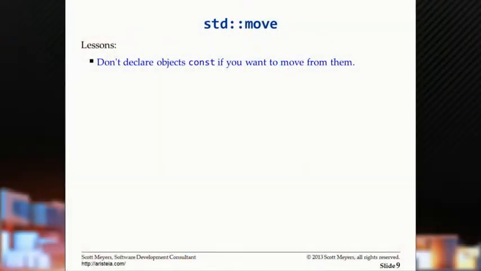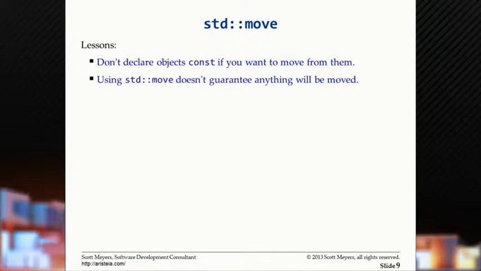So move doesn't move. Two lessons here. The first thing is you do not want to declare objects const if you don't want to move from them. And if you think about it, this makes a lot of sense. Moving from something typically modifies it. Declaring something const does not permit it to be modified. When a request to move butts heads with const, const wins. So that's the first lesson.